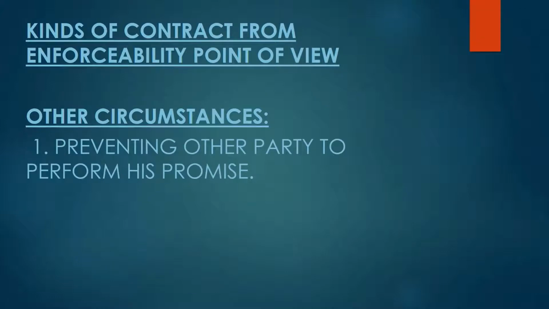Mr. B did not provide the paint to Mr. A, as a result of which Mr. A could not paint the house. So this contract is voidable at the option of Mr. A. Since Mr. A could not perform his promise because of Mr. B, Mr. B prevented him from performing his duty because he did not provide the paint. If there is no paint, how would he paint the house? Right? So in such circumstances, it would be voidable.